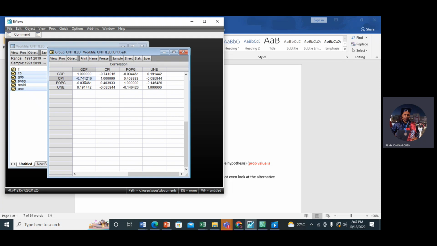So in this case, we'll say there is a strong negative relationship between GDP and CPI. Here we'll say there is a weak negative relationship between GDP and population growth. Here there is a weak positive relationship between GDP and unemployment. Here there is a medium positive relationship between CPI and population growth. So that is how you explain the correlation matrix.